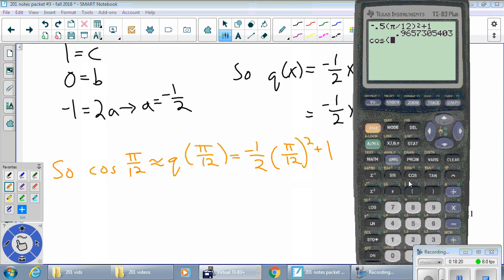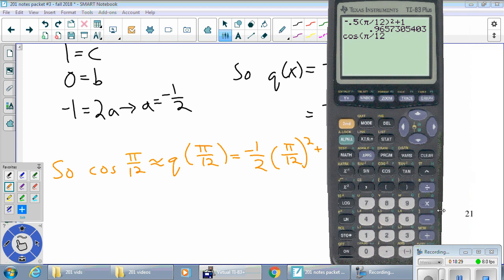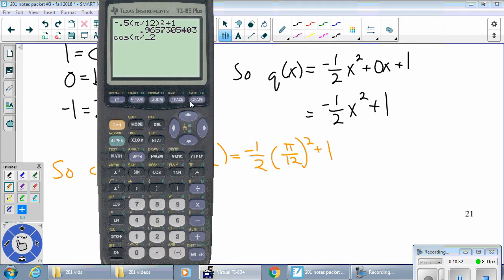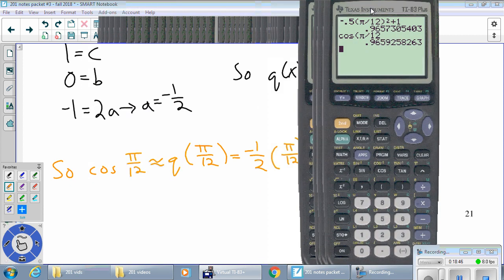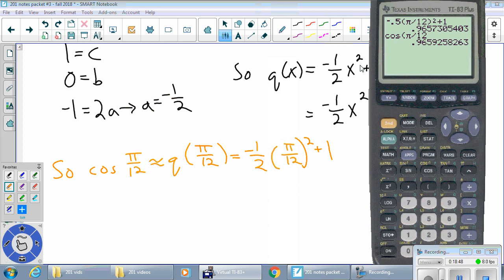Cosine of pi over 12. Again, it's trivial because I have this device in my hand. But if I didn't have this device in my hand, this would be a very hard thing to approximate. Okay, so our approximation is up here, 0.9657. The right answer is 0.9659. Tenths, hundredths, thousandths, off by just under 2 10,000ths. Pretty close. All right, so we'll write our approximate answer here as 0.9657.